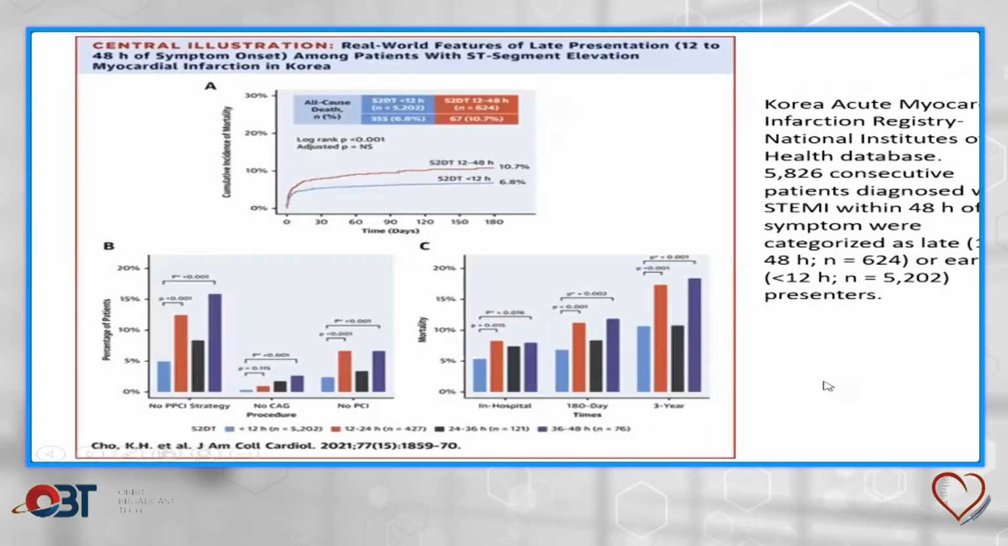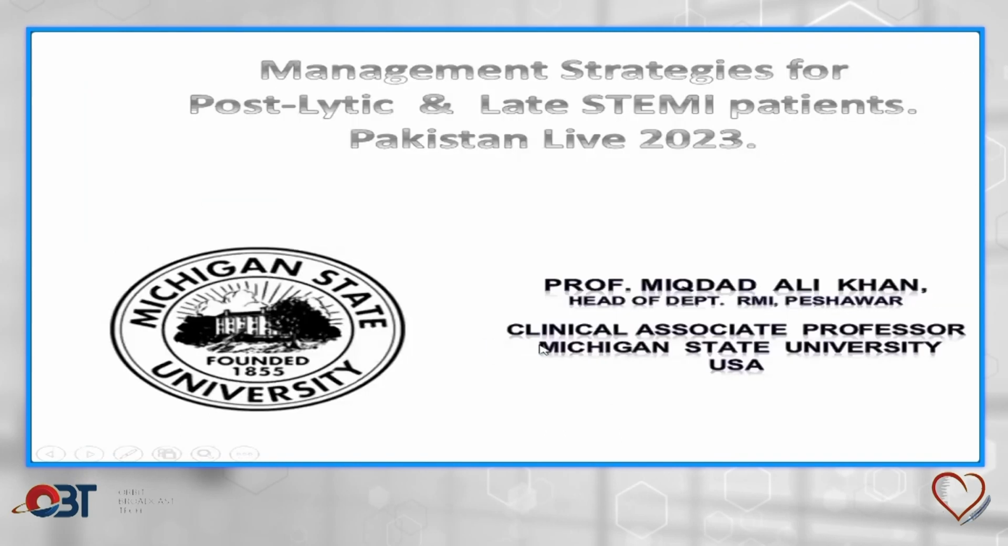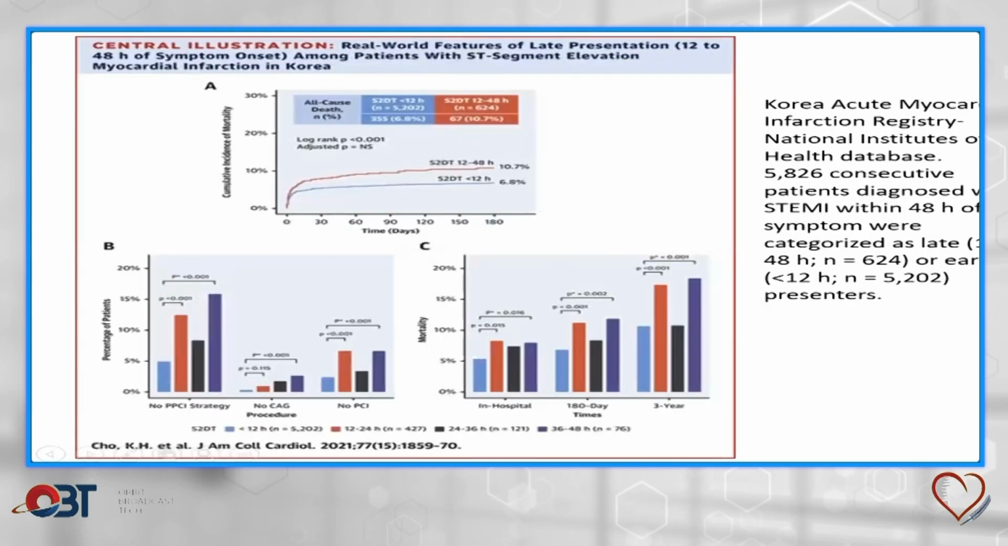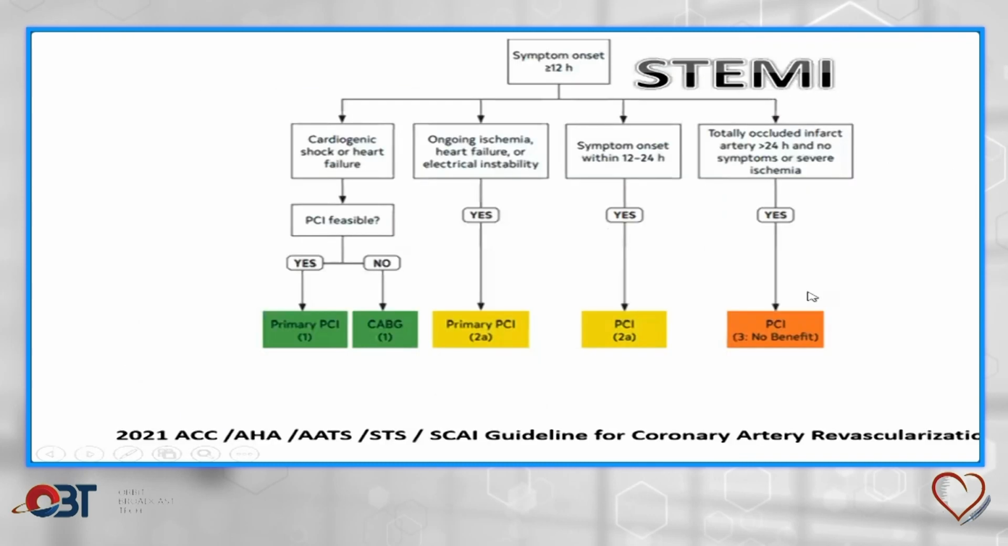So if you look at late STEMI patients, you can see that morbidity and mortality is quite different. The 30-day mortality between the latecomers and the people who present within 12 hours is totally different. This is not a single study. It's been replicated on multiple occasions, and this is the Korean acute MI registry. Same thing. This blue bar represents 3-year mortality, which is much higher with the late presenters.